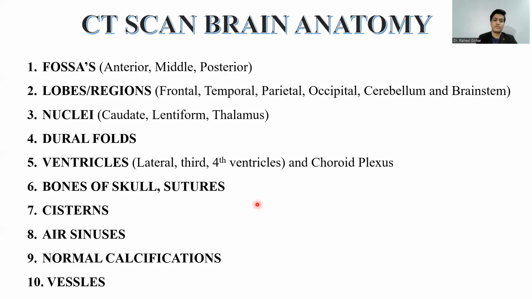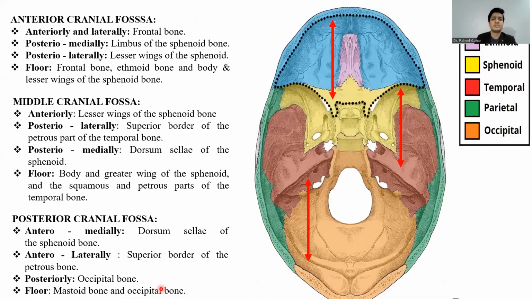So let's move forward. In the CT scan brain anatomy, we are going to identify the fossas, lobes, nuclei, dural folds, ventricles, different bones, cisterns, air sinuses, normal calcifications, and vessels. So let's begin with the normal anatomy first, and then we will identify all those anatomical structures in the CT scan brain. So let's begin.